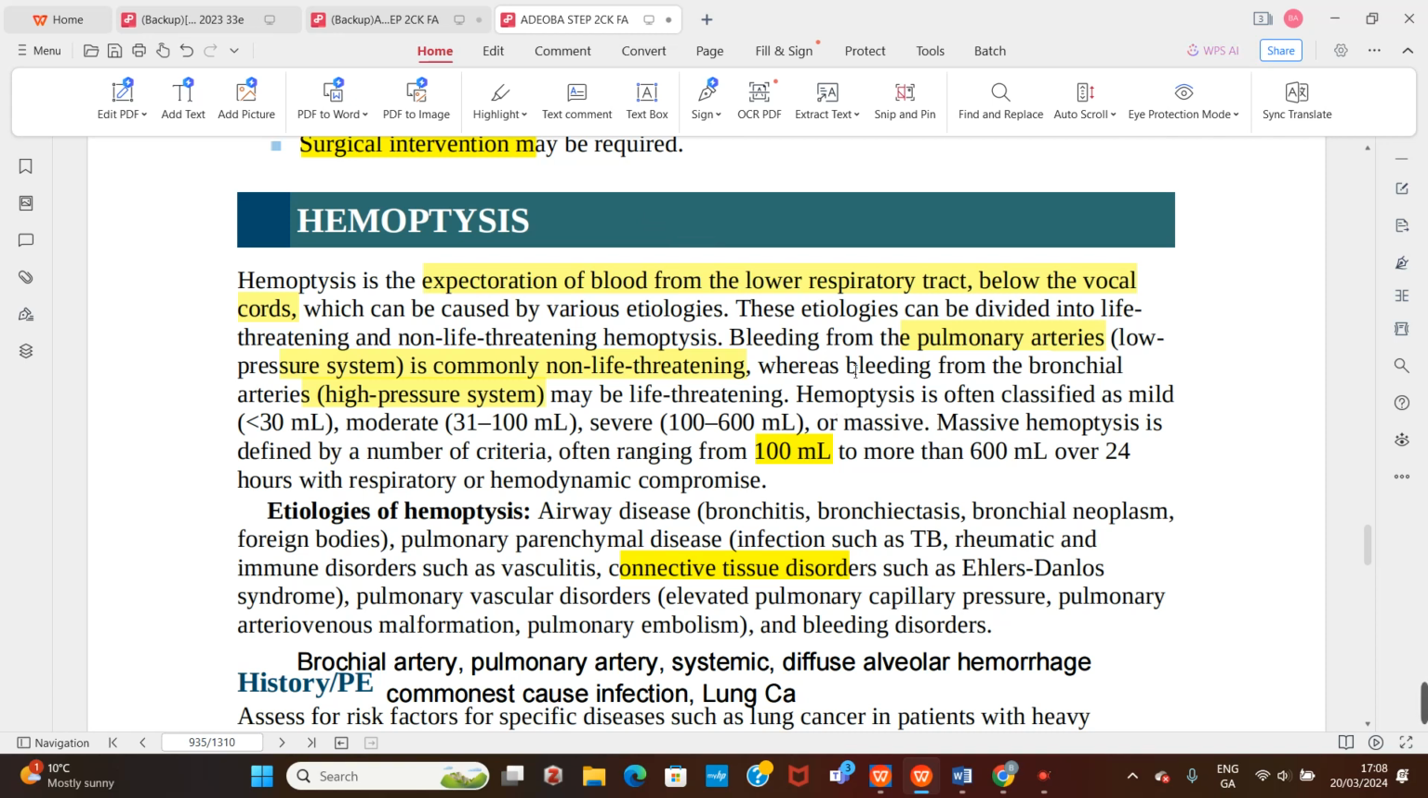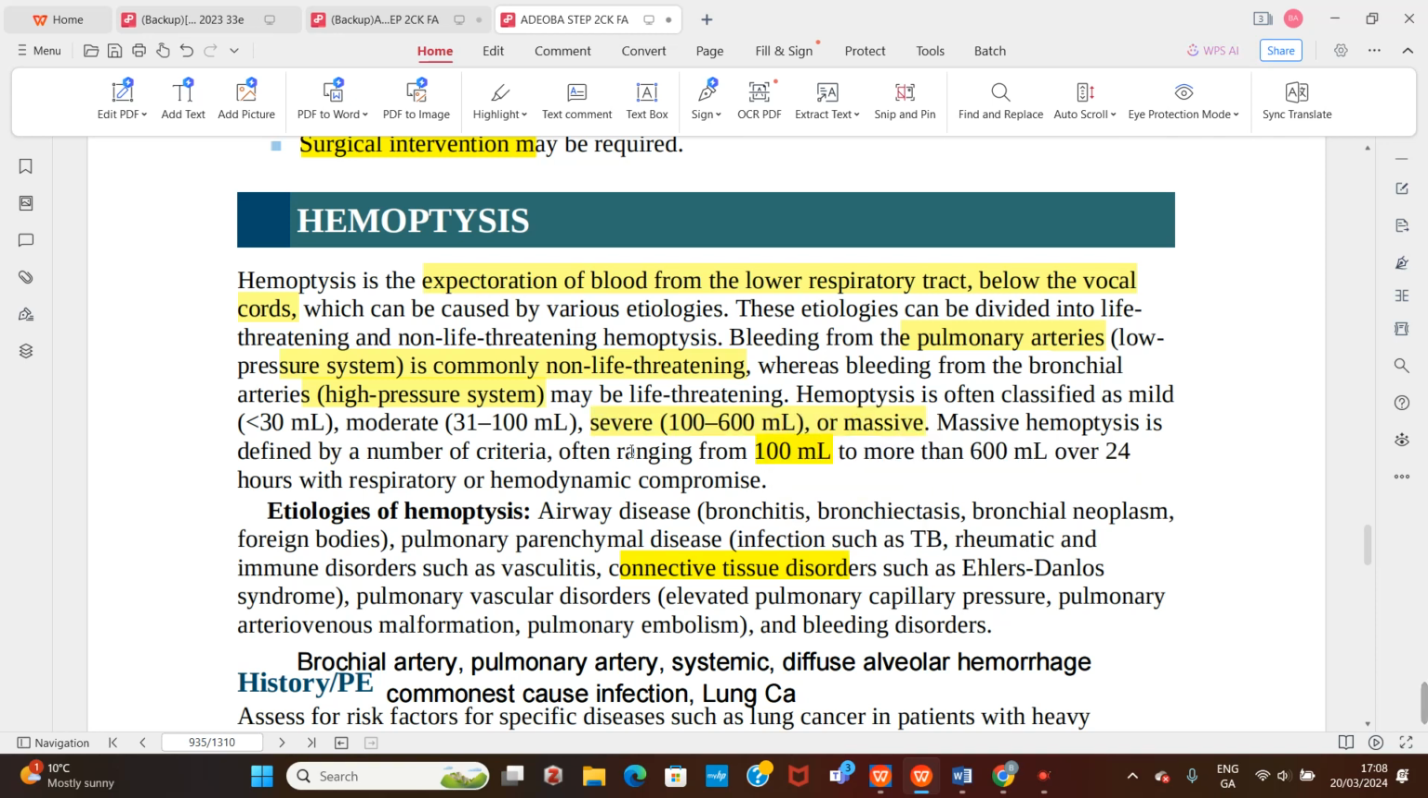So bleeding from the pulmonary vessels, I've said, is non-life-threatening because it's low pressure. Bleeding from the bronchial is high pressure, so it's life-threatening. You can classify hemoptysis based on the volume into mild, moderate, severe, or massive. But I don't think it's very important for us to actually know it, but we should just know the management of the severe and the massive. That's what is very, very important.